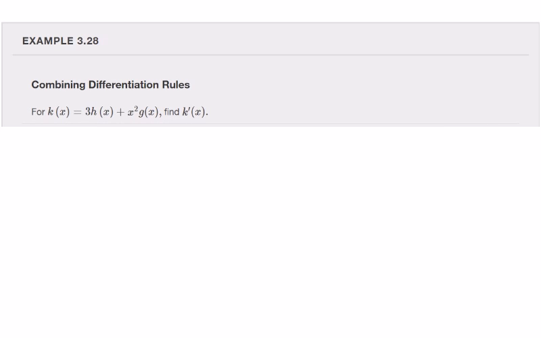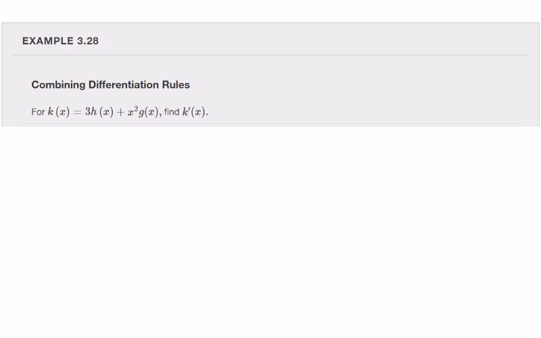All right, so here we have an example where we're using a conjunction of different rules. We have this function k of x, and k of x is 3 times h of x plus x squared times g of x. It says to find k primed of x.